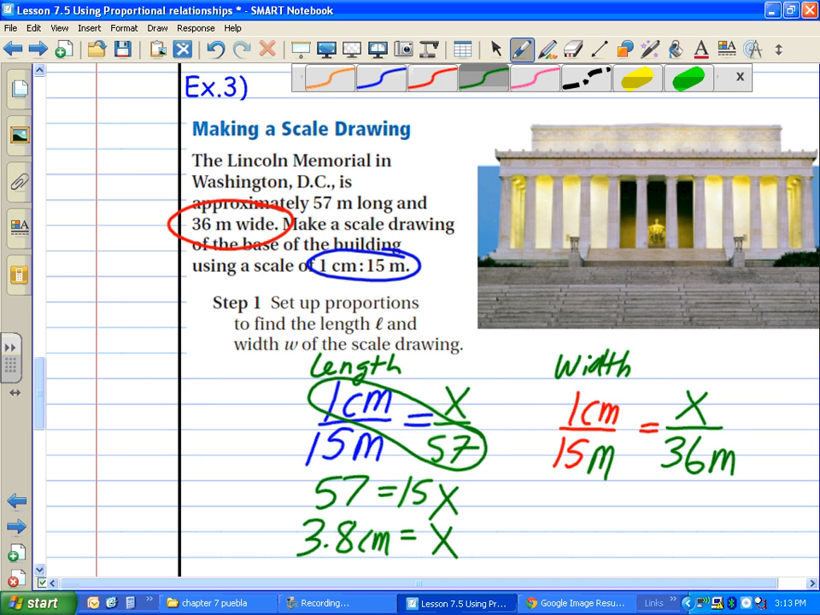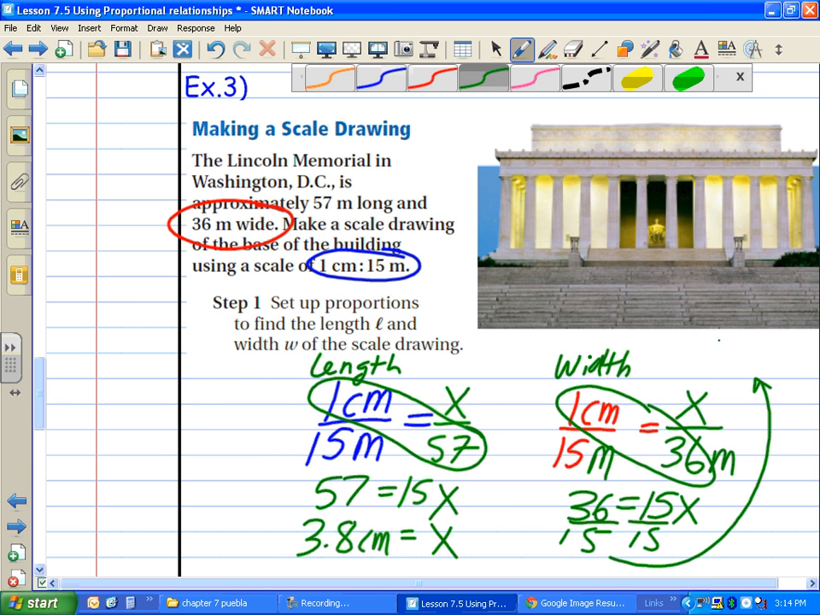Now when I'm multiplying again, I'm not going to pay attention to the m's or the cm's. I'm just going to do the math. So this is going to be 36 times 1. That's 36 equals 15 times x, 15x. Divide by 15, divide by 15. And what's 36 divided by 15? 2.4. Let me write it over here because I'm running out of room. Right on top, I'm going to write x equals 2.4. So you just found out what the width is.